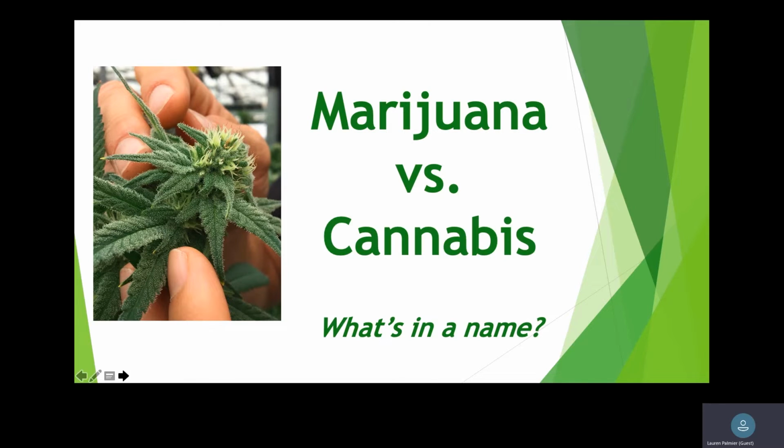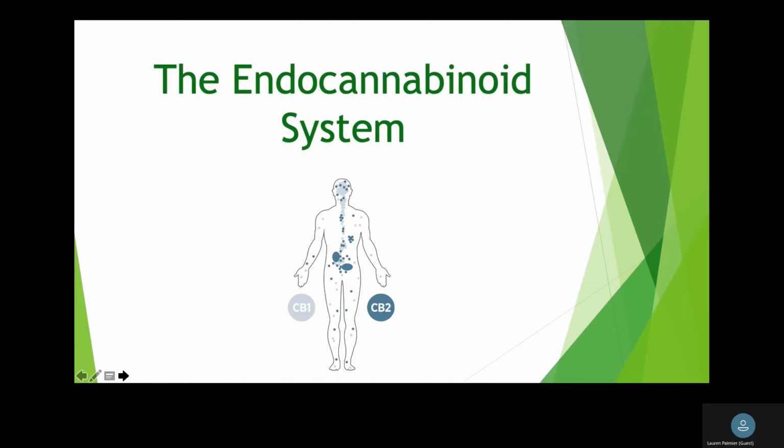Cannabis is really the preferred term. It describes the plant's scientific name, for example, Cannabis sativa or Cannabis indica. And cannabis is also the preferred term of professionals working in the industry today. You'll only hear me refer to what you know as marijuana as cannabis in this presentation. So next, we're going to talk a little bit about the endocannabinoid system.